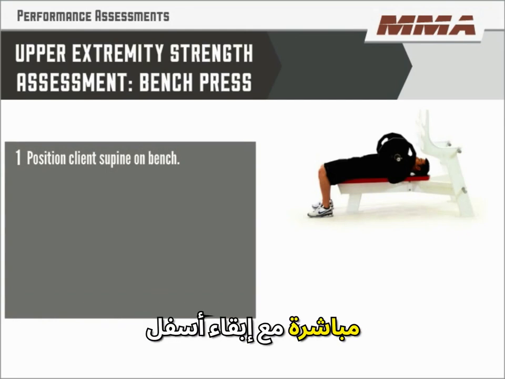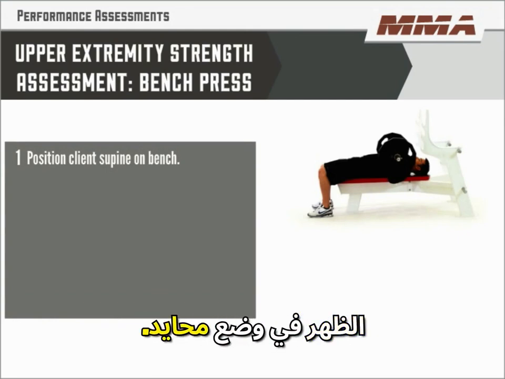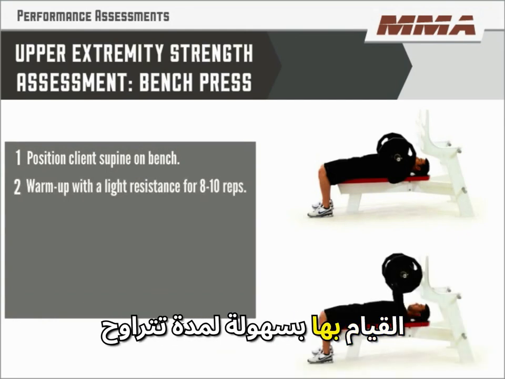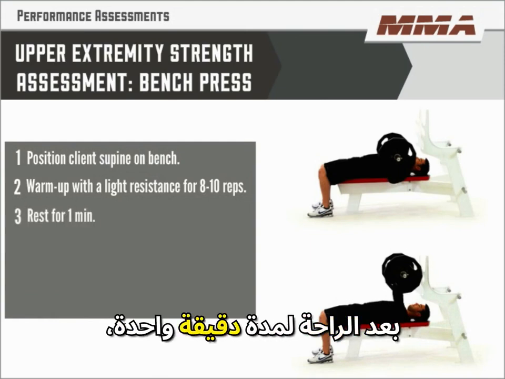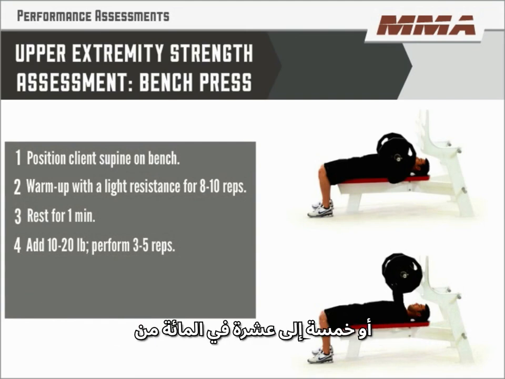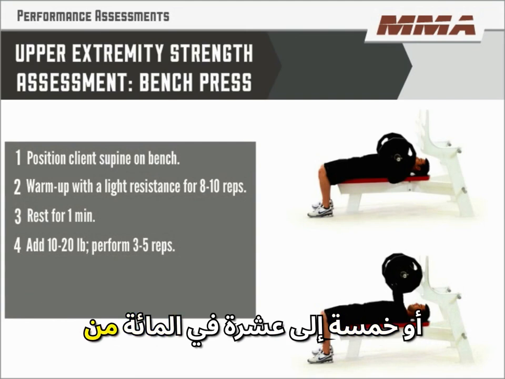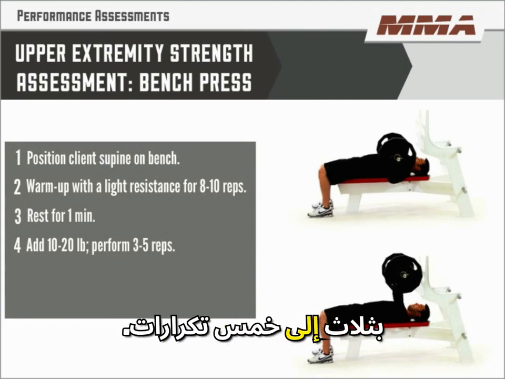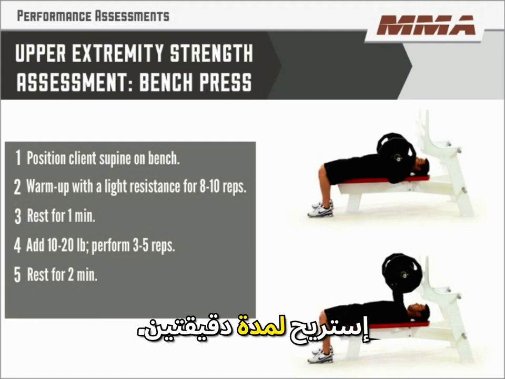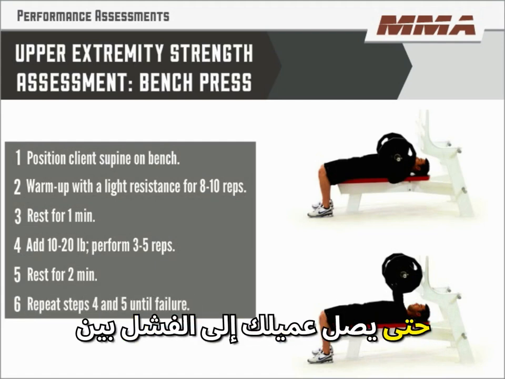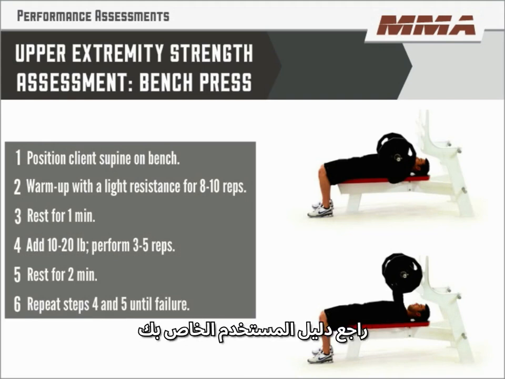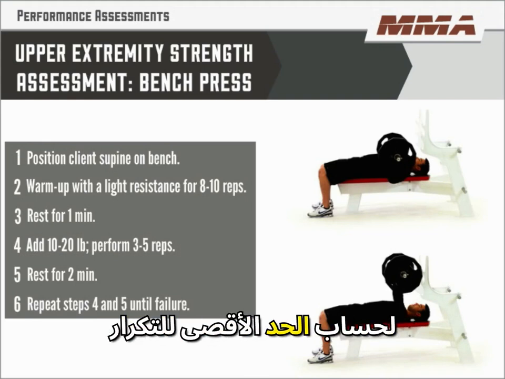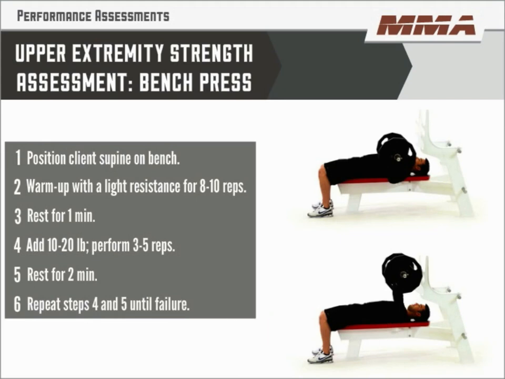His feet should point straight ahead with the low back in a neutral position. Warm up with a light resistance that he can easily perform for 8 to 10 repetitions. After resting for 1 minute, add 10 to 20 pounds or 5 to 10% of the initial load and have him perform 3 to 5 repetitions. Rest for 2 minutes. Repeat steps 4 and 5 until your client achieves failure between 2 and 10 repetitions. Consult your manual to calculate the 1 repetition maximum.